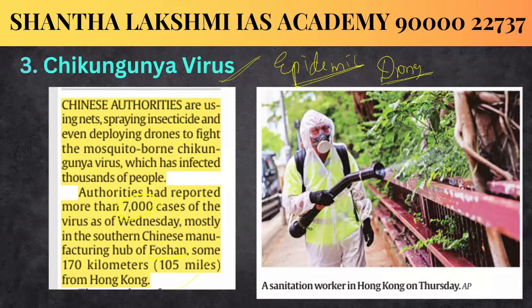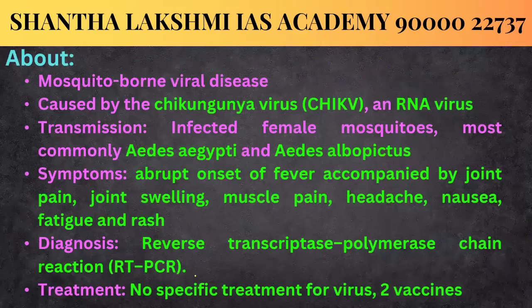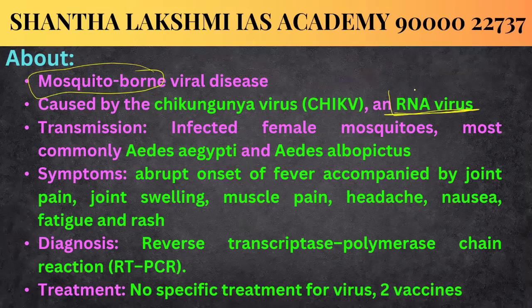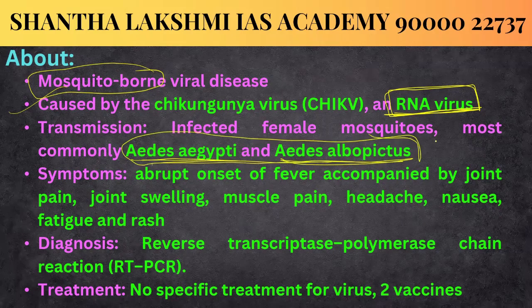Now we'll see what this chikungunya virus is. It is a mosquito-borne viral disease caused by the chikungunya virus, which is a single-stranded RNA virus. Remember, it is caused by the chikungunya virus, but it is transmitted by infected female mosquitoes, those are Aedes aegypti and Aedes albopictus. These both are also the transmitters of dengue and the Zika virus.